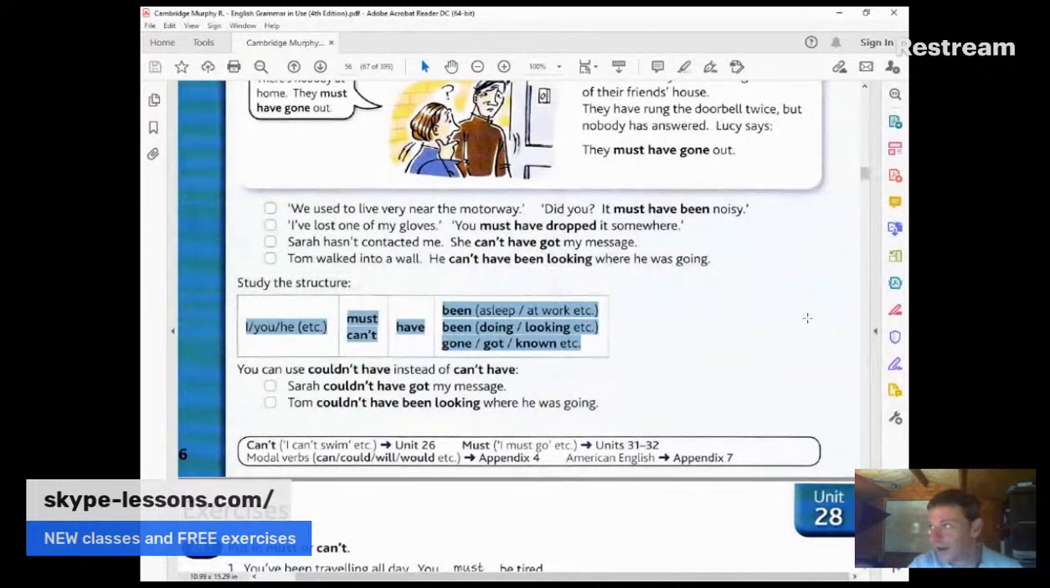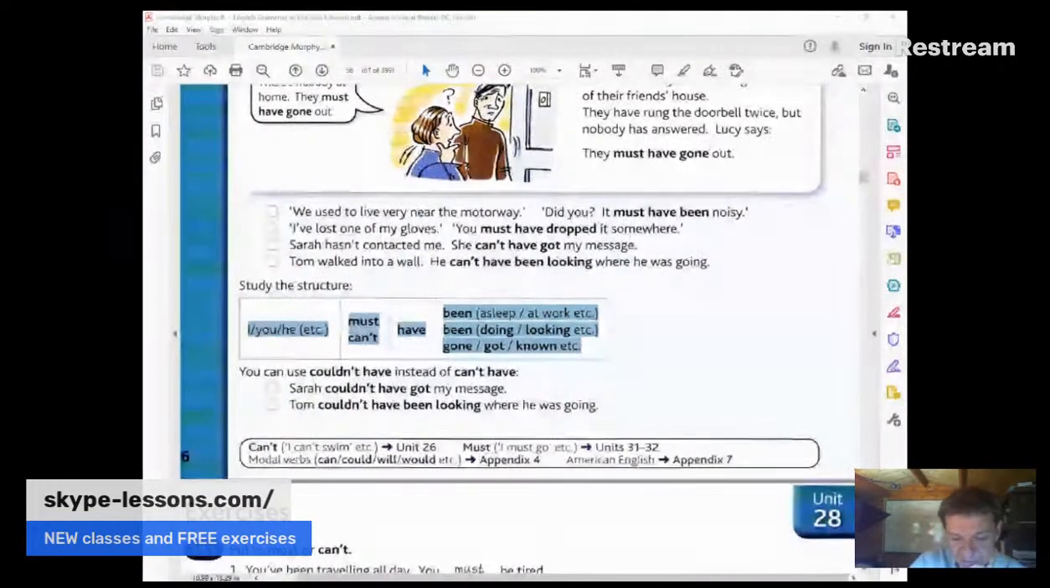That's a little bit cowardly of Murphy, just to give you the structure and not tell you anything about it. But I do like Murphy. I don't want to call him a coward. He's a very good grammarian, and he does things very carefully. But notice that he hasn't really gone into detail on the can't have been doing or must have been doing.